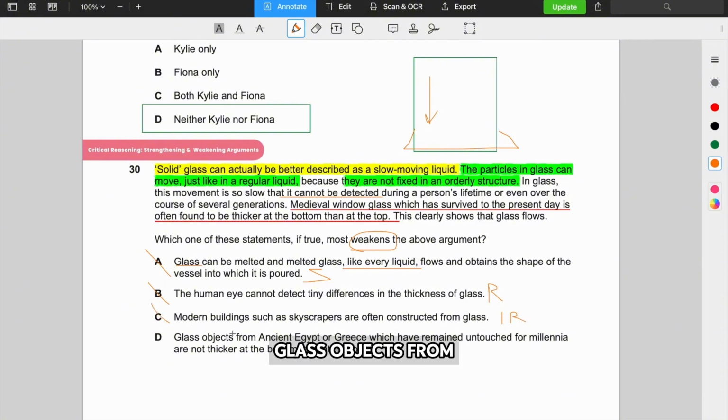D, glass objects from ancient Egypt or Greece which have remained untouched for millennia, so that's 1,000 years, are not thicker at the bottom than at the top. That's very good, because that shows us that not all glass are thicker at the bottom than at the top. So that kind of calls into question the validity of the example they've given here, right? Is it actually that glass is flowing? How do we know that, right? D is a very good option for weakening this argument.